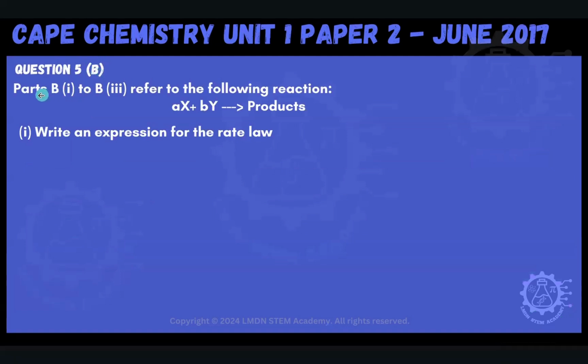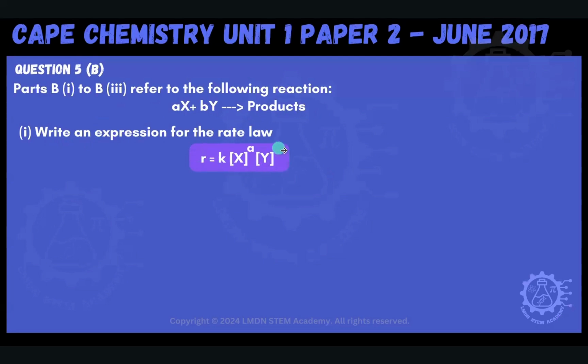Part B, parts 1 to 3, refers to the following reaction. So here we have a reaction where we have a moles of X plus b moles of Y going to products. Okay? So for this, we're supposed to write an expression for the rate law. So here's what an expression for the rate law for such a reaction could look like.